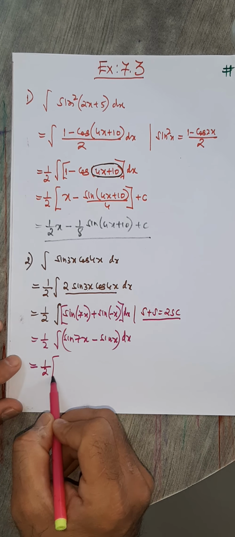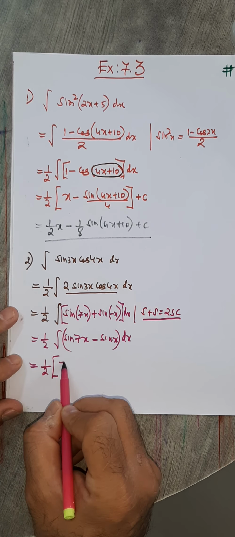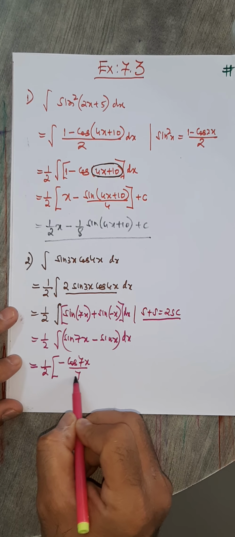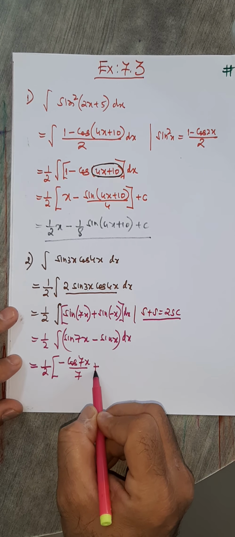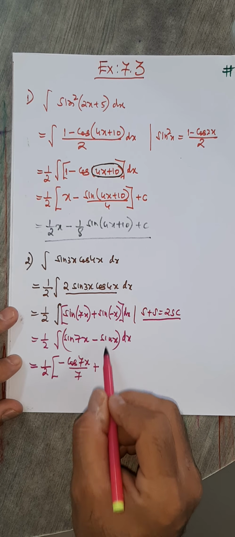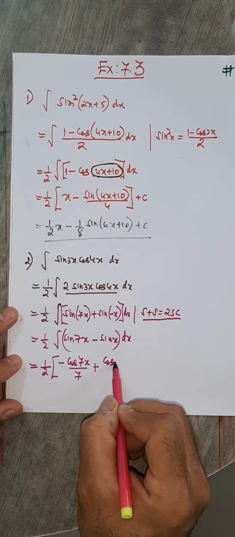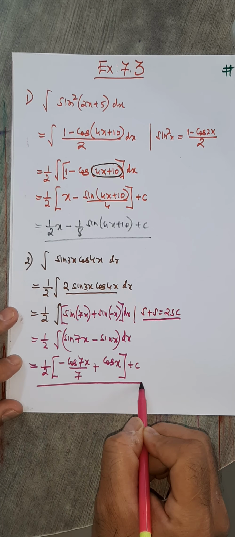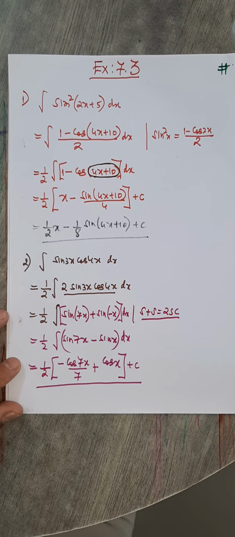Half. What is the integral of sine? It would be minus cosine 7x upon the coefficient of x, which is 7. Plus here, why plus? Because the integral of sine is minus cos. So plus cos x plus c. This is your answer. If you want, you can take 1 by 2 inside the integral.